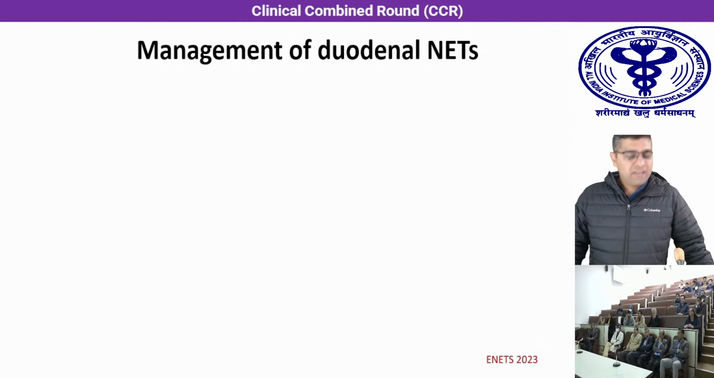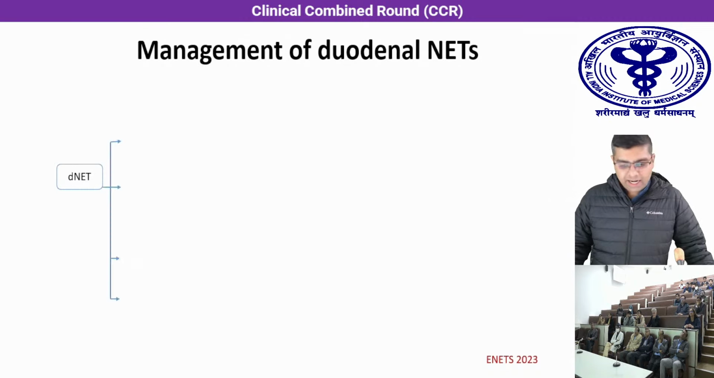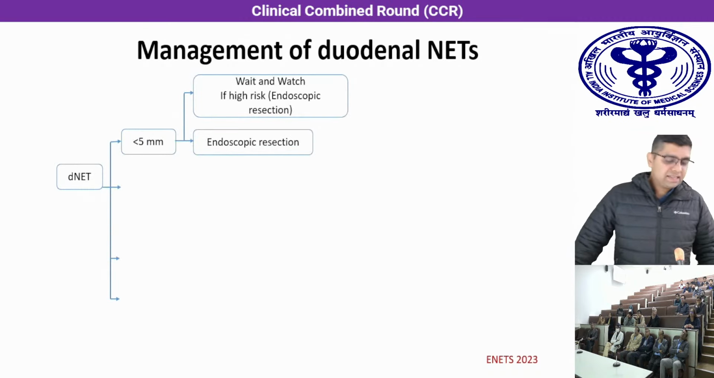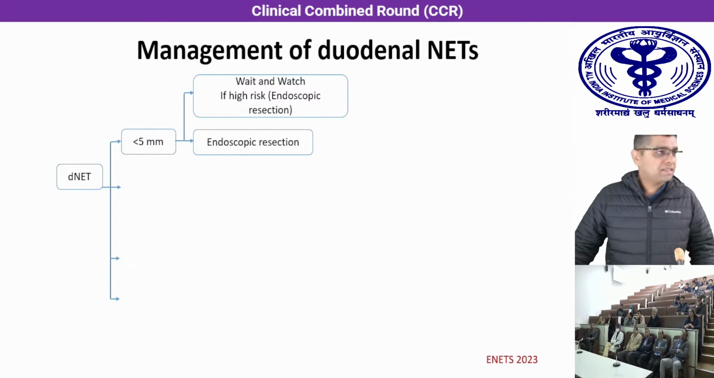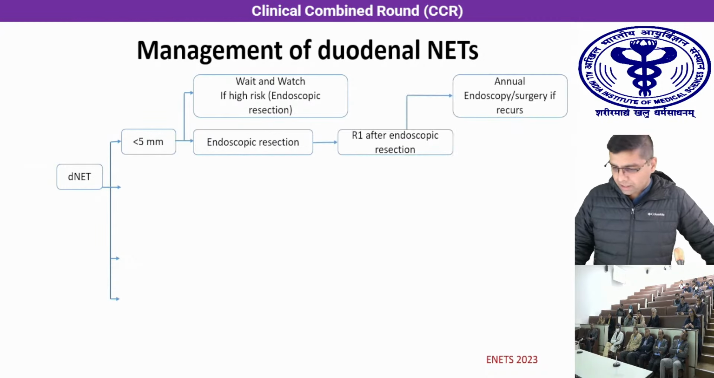Currently, according to the available data, ENETS suggests that any duodenal NET which is lesser than 5 millimeters in size can undergo an endoscopic resection, or we can wait and watch if the lesion does not have any high-risk pathological features. And if there is R1 resection after the endoscopic resection, an annual endoscopy is indicated and surgery is indicated if there is any recurrence.